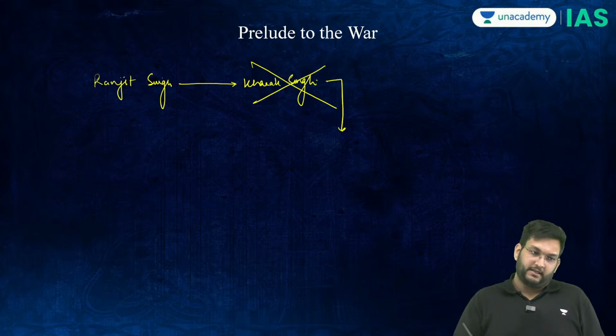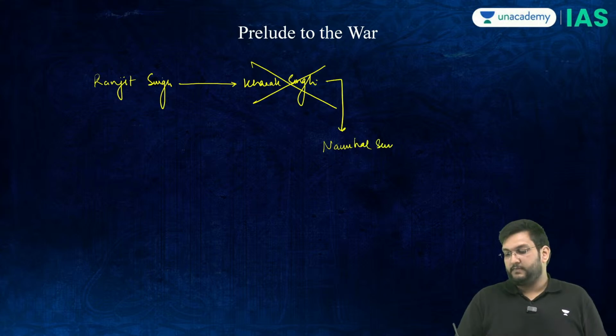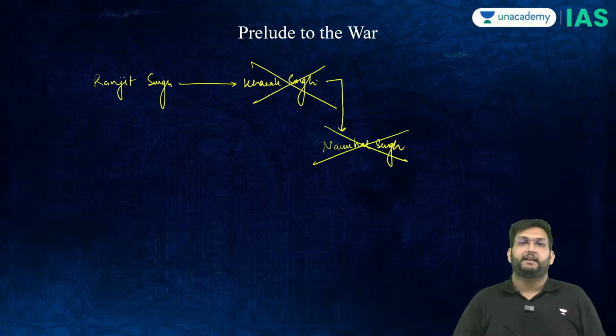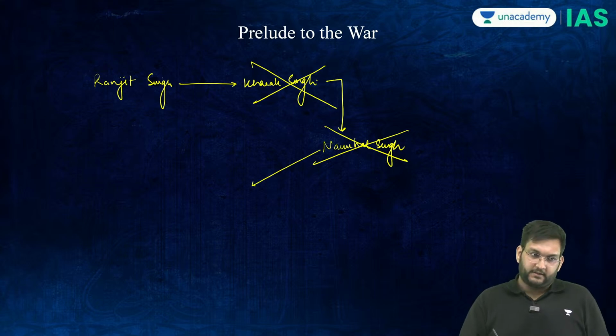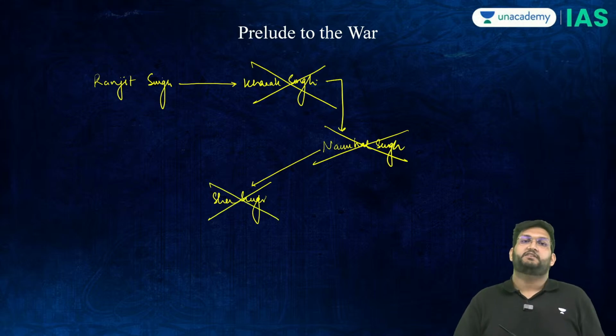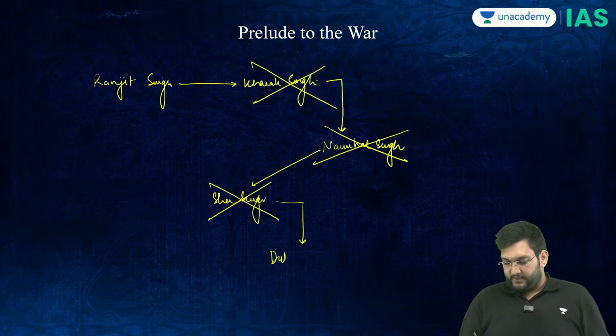Then will come his next son, Nauniyal Singh. He will also be killed by infighting. Thereafter, you will have Sher Singh, the third son of Ranjit Singh. He will also be killed because of his generals and infighting. And finally, we will have Dilip Singh. Dilip Singh was just a child.